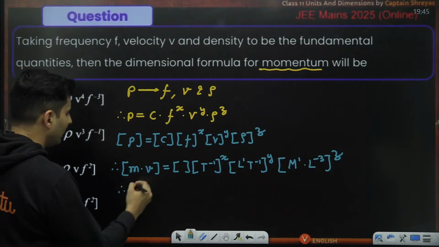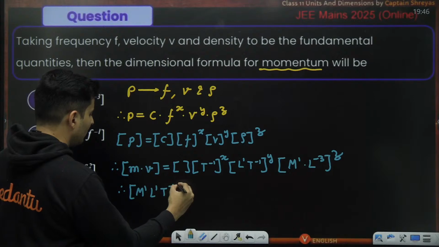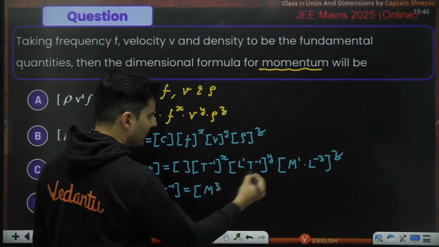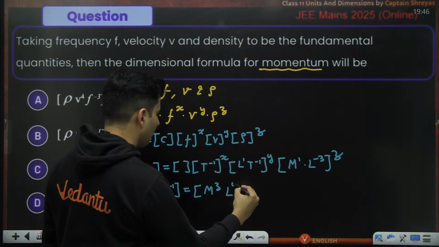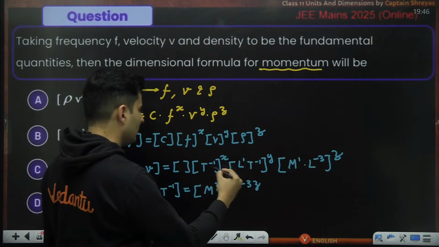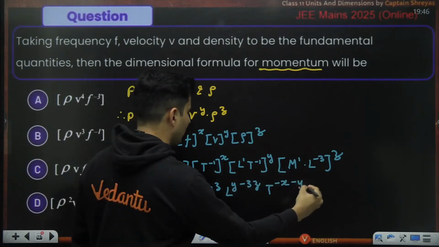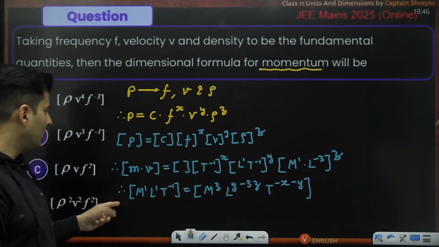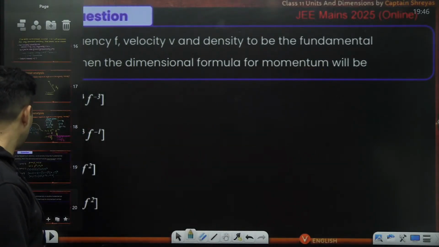Mass into velocity, right? Mass is M raised to 1. Velocity is meters per second, so length by time. So this will finally become: mass is only there over here, M raised to Z, nowhere else. Length is there here, so length raised to Y, and this is minus 3 times Z. And time is there at these two places, time raised to minus X, time raised to minus Y. So that is the final equation which I am getting. Now we have to do the comparison. Without that we cannot go ahead. Everything has been sorted in the simplest possible way.